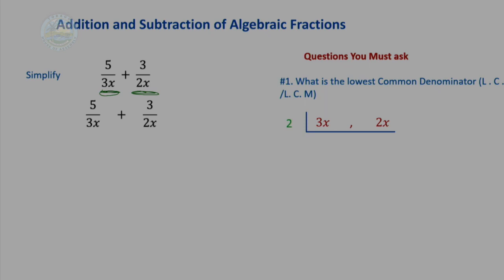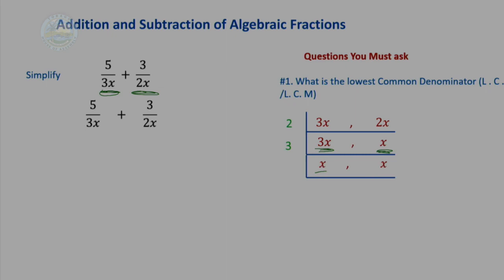Can 2 go into 3x? Of course not. So we write back the 3x. Can 2 go into 2x? Of course it can. The 2's cancel. So it's 3x, and the 2's have cancelled out, and I am left with x. Then, looking at 3x and x, what can divide either 3x or x or both? That's going to be 3. 3 into 3x is x, and 3 into x cannot, so we write back our x.